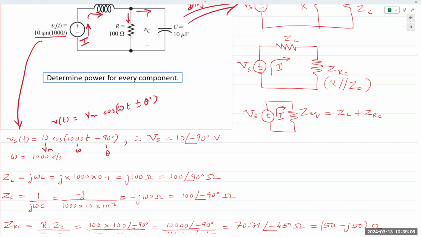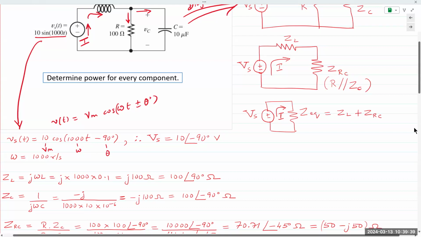When you begin your solution, you want to extract those three pieces of information: Vm, the magnitude, omega, and then theta. Again, magnitude is the peak value. When we go to find the power, which is way down on this page, we need the RMS values. So we'll take the magnitude 10 divided by root 2. That will come in a few steps, not just yet.